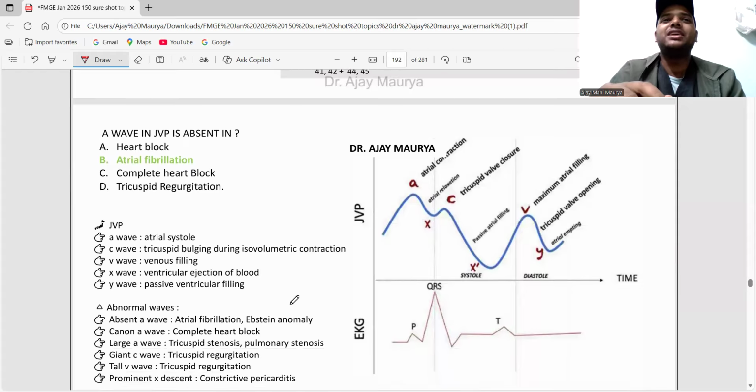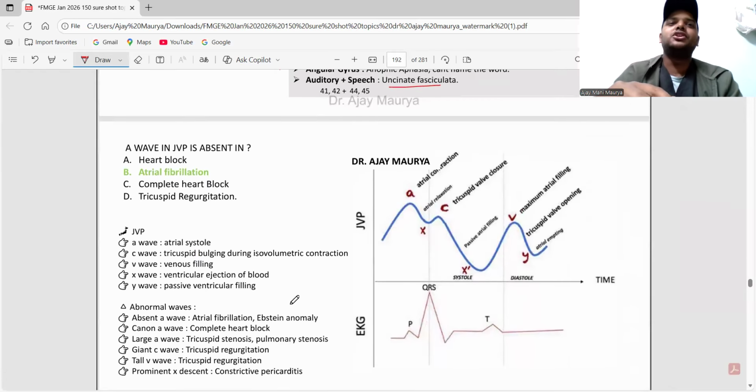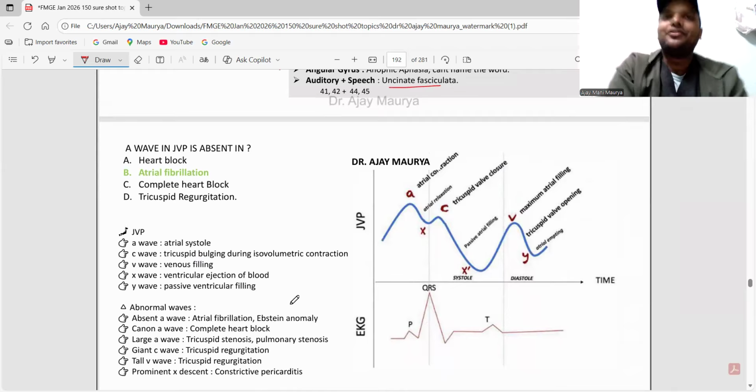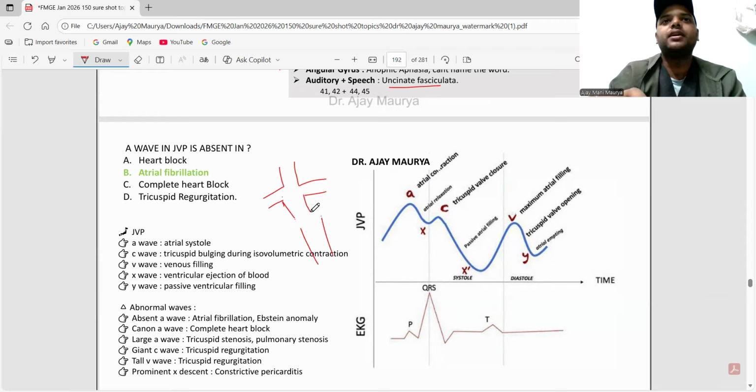Next, coming to JVP, the jugular venous pressure or jugular venous pulsation. Example, this is the internal jugular vein here. These are the subclavian veins. This is your superior vena cava, and this is the inferior vena cava. From here, this is your right atrium, this is the right ventricle, and this is your mitral and tricuspid.